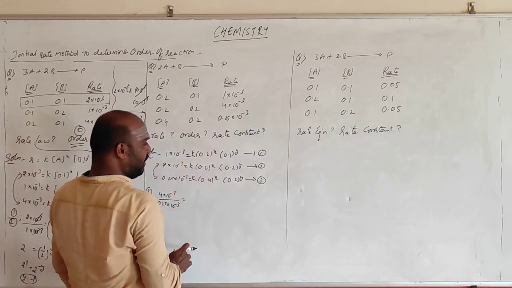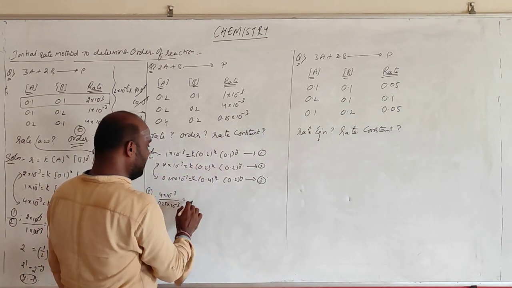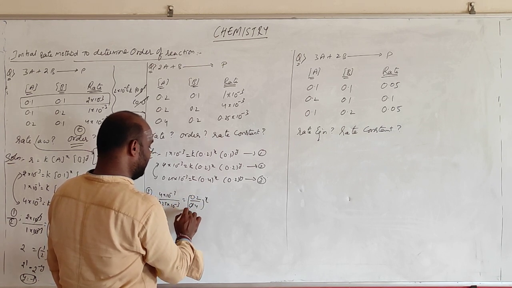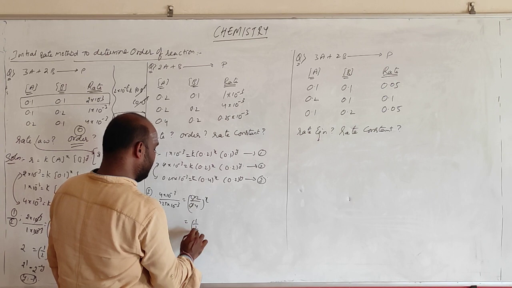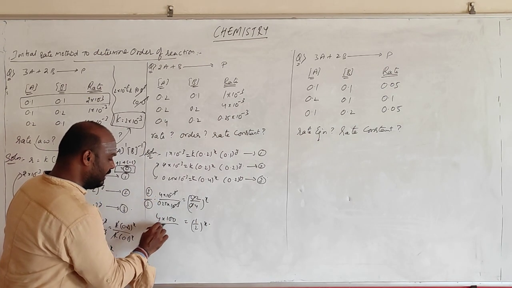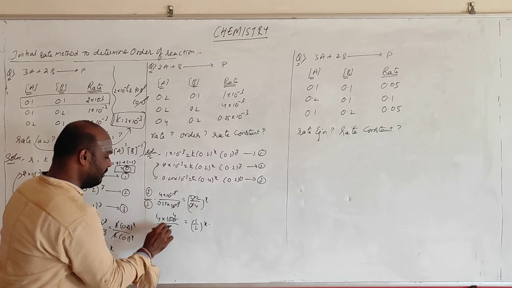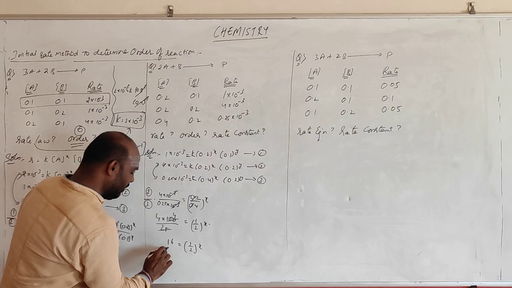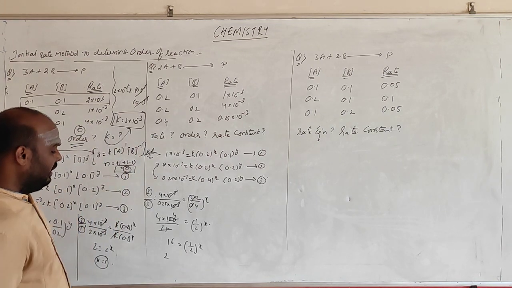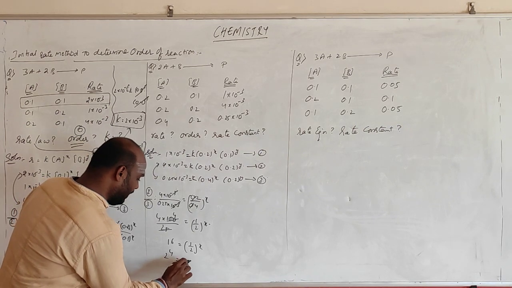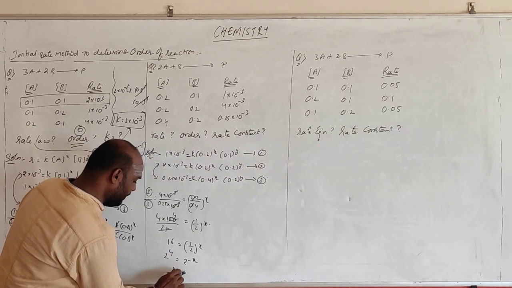These two will be cancelled. 0.2^y, 0.2^y, so this k will be cancelled. So it is 0.2 by 0.4 whole power x. So it is (1/2)^x. 10^-3 cancels, so it is 4 × 100 by 25, which is 16. (1/2)^x. So how can we write? 2^4 is equal to 2^-x. x is equal to minus 2.